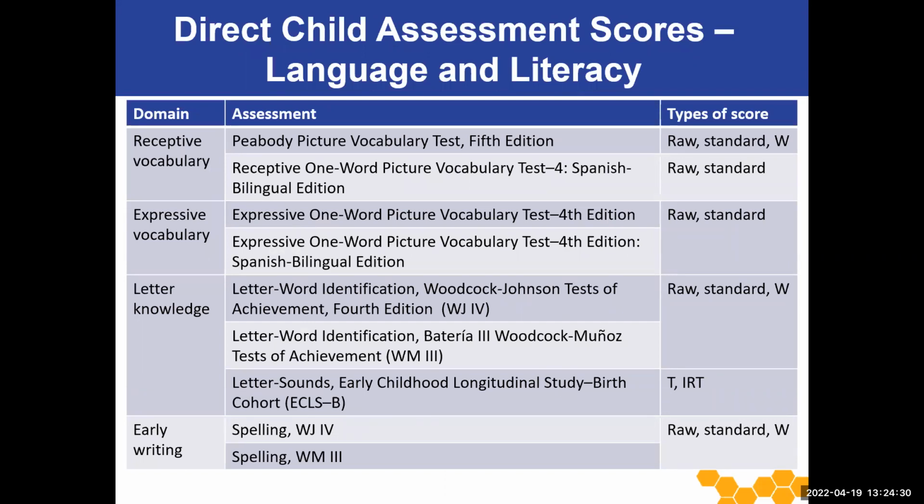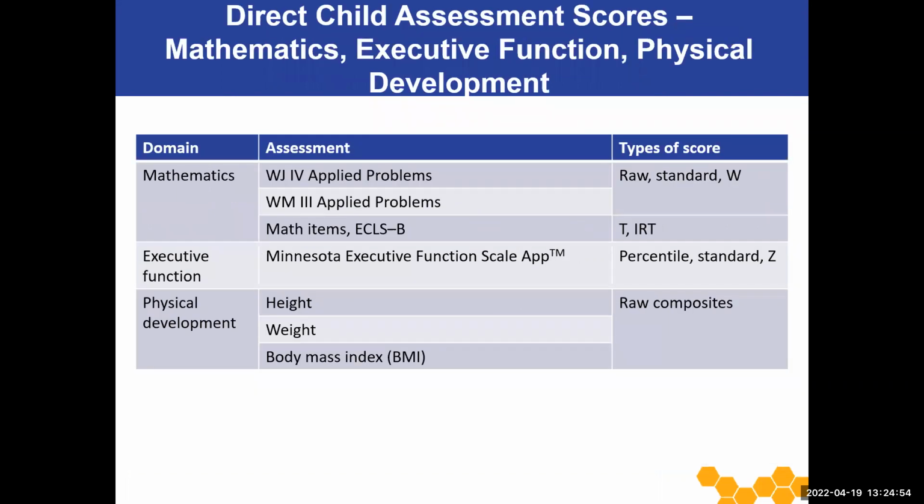So on this screen are the language, which includes receptive and expressive vocabulary, and literacy scores. That includes letter word knowledge, letter sound knowledge, and early writing, available by assessment on the child level file. And as you can see, the types of scores available vary by the assessment. This slide shows the scores available for mathematics, executive function, and physical and health development.